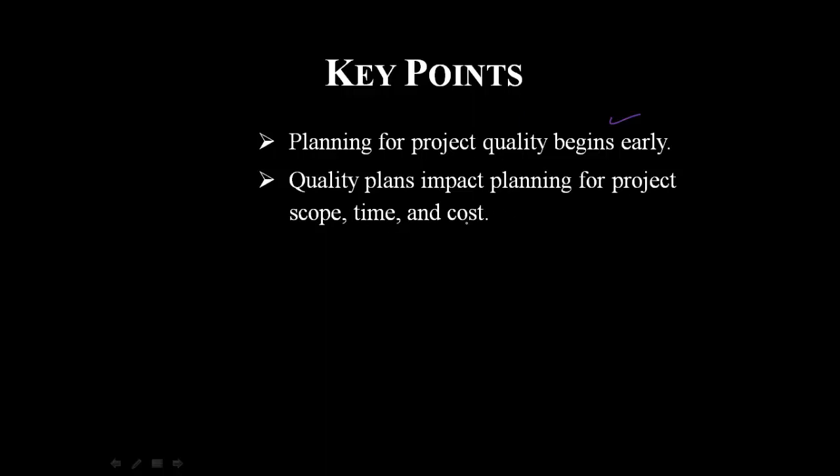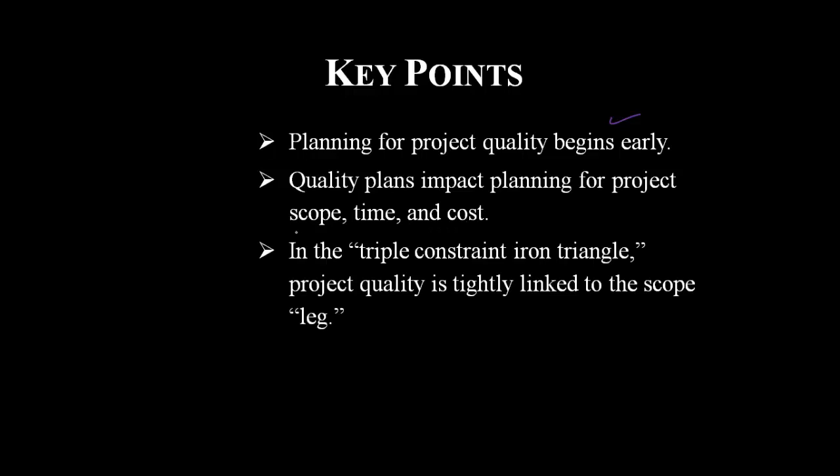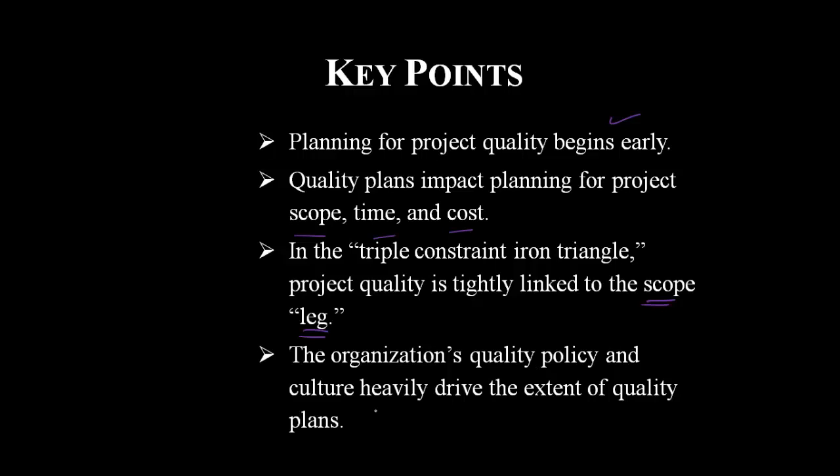In this case, we are discussing the triple constraint triangle, where scope, time, and cost are closely related with each other. In the triple constraint iron triangle, project quality is tightly linked to the scope leg. Why is it tightly linked to the scope leg? Because we want to make sure that only the customer requirements are being fulfilled. And when I talk about requirements, I'm talking about scope. The organization's quality policy and culture heavily drive the extent of quality plans. So it's not just the project's responsibility to make sure that we are implementing the quality standards, but it's also the organization's capability or policies which they follow.